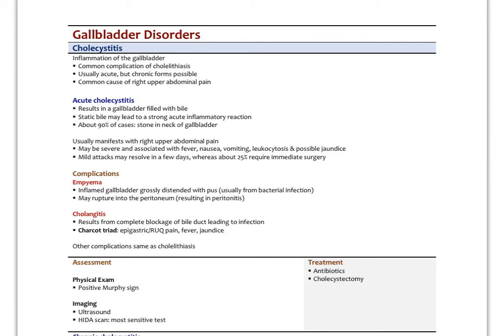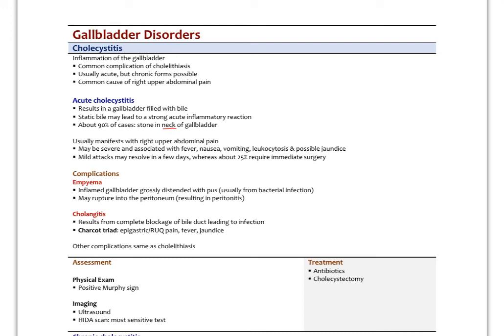Finally, I just want to mention something about cholecystitis. This is inflammation of the gallbladder. It's a common complication of cholelithiasis. It's typically acute, but it can be chronic, and it's a common cause of right upper abdominal pain. In acute cholecystitis, the gallbladder becomes filled with bile, and that static bile can lead to a strong acute inflammatory reaction. About 90% of these cases are due to a stone in the neck of the gallbladder. So a stone gets stuck in the cystic duct.